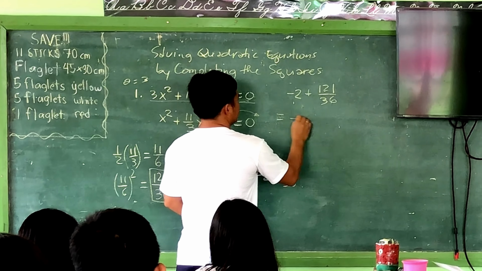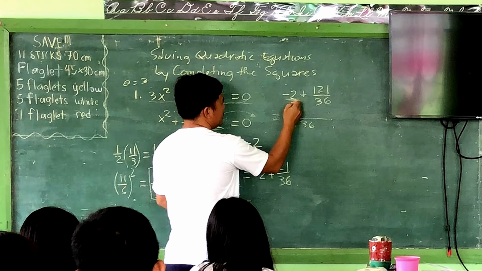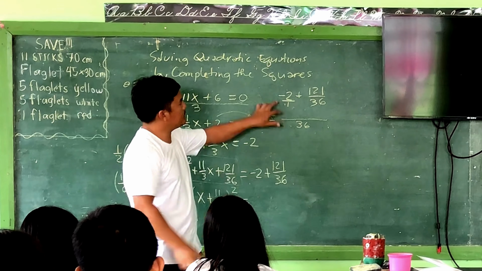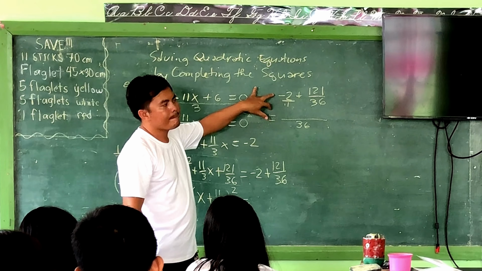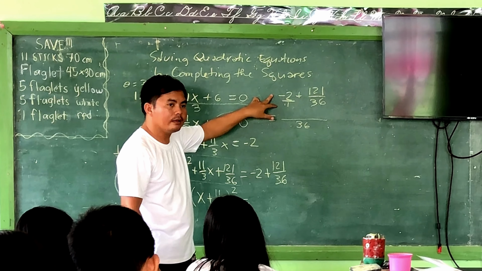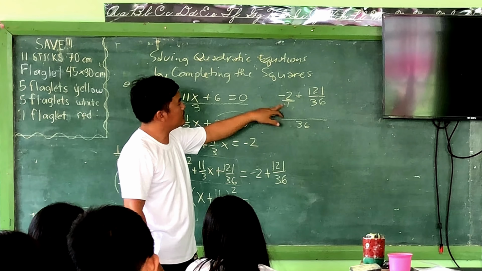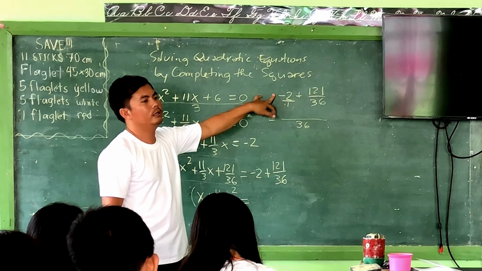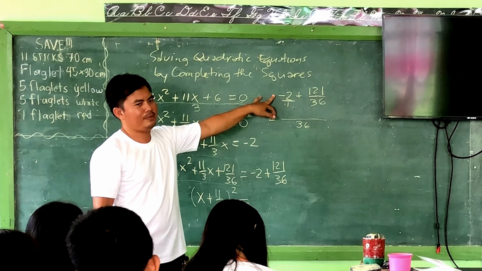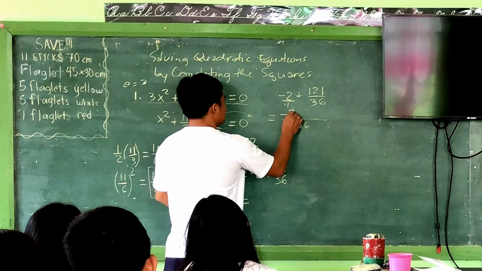What is the LCD? 36. This is over 1. So, 36 divided by 1 is 36 times negative 2. How much? Negative 72. So this is negative 72.